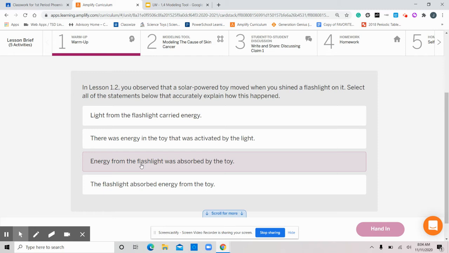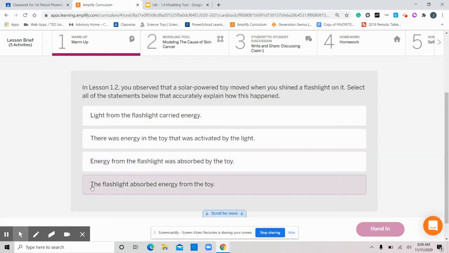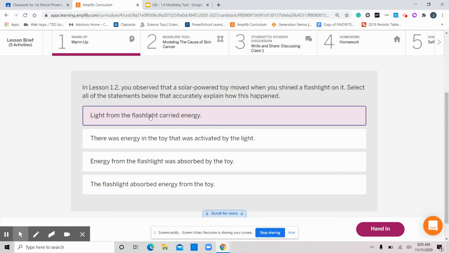Energy from the... okay. So this other statement, the flashlight absorbed energy from the toy. So you really have to pay attention. We know that light's carrying energy. We're going to select that one.